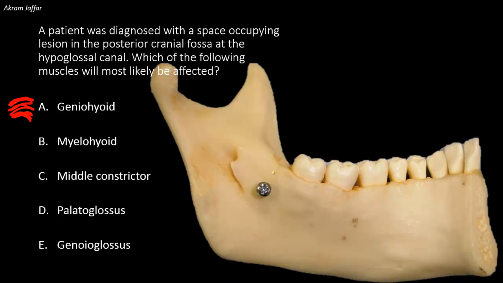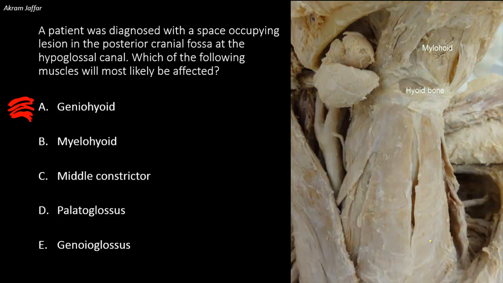Mylohyoid arises from the mylohyoid line on the mandible. The fibers of mylohyoid run towards the midline and are inserted into the body of the hyoid bone, and the muscles of the two sides meet in a midline raphe. Below the mylohyoid is the anterior belly of digastric. The nerve to mylohyoid supplies both the anterior belly of digastric and mylohyoid muscle.